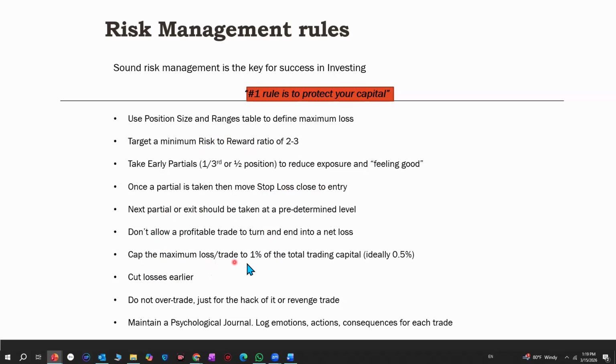Cap the maximum loss per trade to 1% of total trading capital, ideally 0.5%. Now that is very important. You have to work out how much you are setting aside or investing for day trading, maybe $100,000, maybe $75,000. So how much can you afford to lose? If you have, let's say, $75,000, one particular day trade should not lose more than $750. If you are working with $25,000, then you should not lose more than 1%, which is $250.